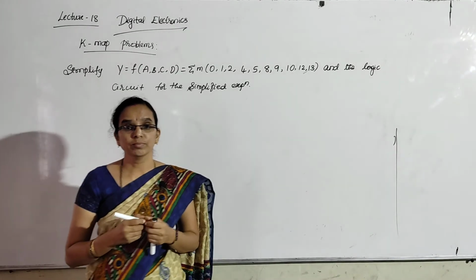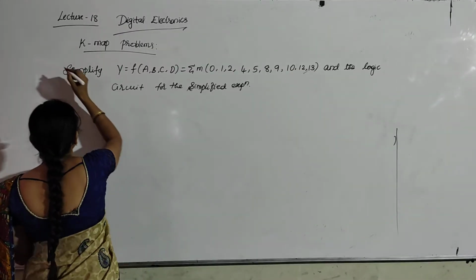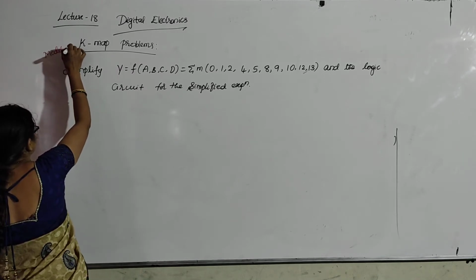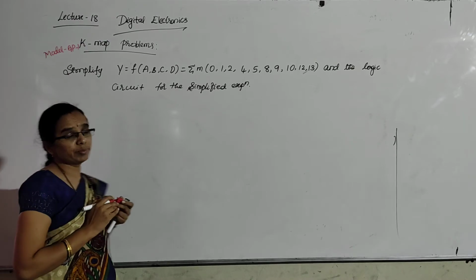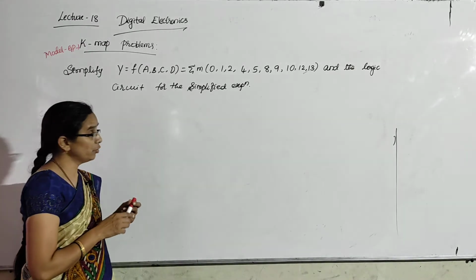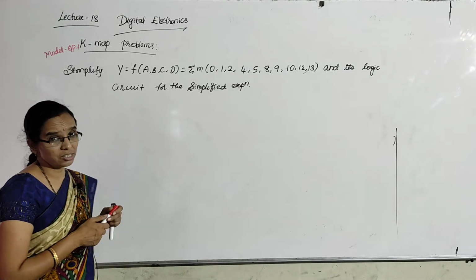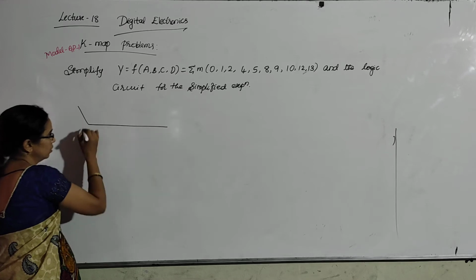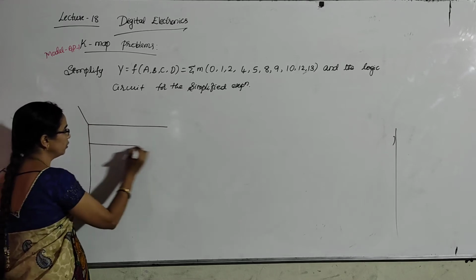Okay, next problem. This is the question paper problem, model question paper 1. Here we don't have any don't care conditions mentioned, so directly mark the ones in the K-map. Try to solve the problem along with me.